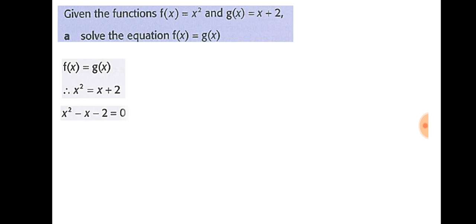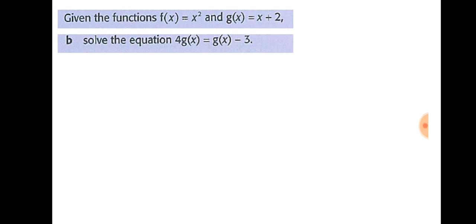and then subtract x plus 2 on both sides. So you get x square minus x minus 2 equal to 0. We can factorize this and write in the form of x minus 2 times x plus 1 equal to 0. And from this we can find x. We get two values for x equal to 2 or x equal to minus 1.